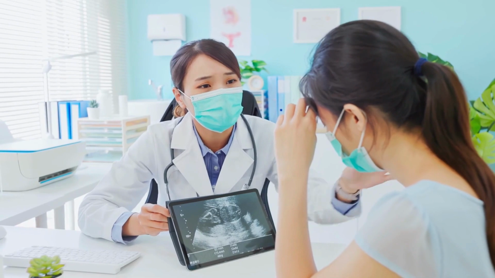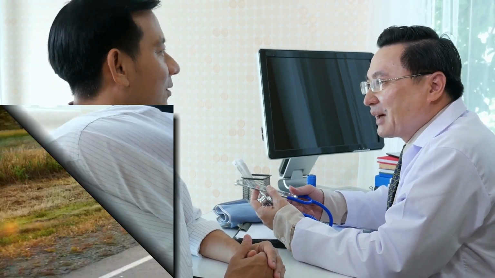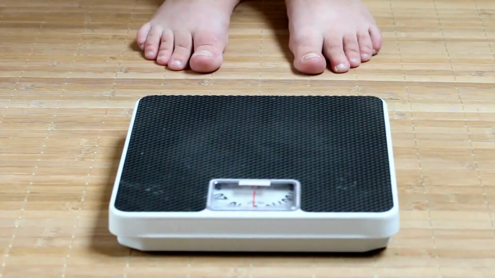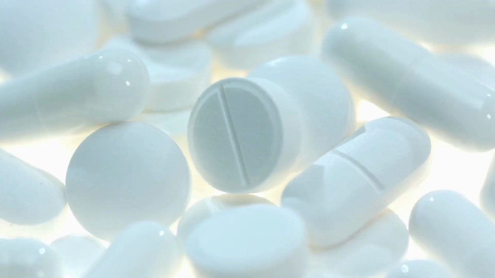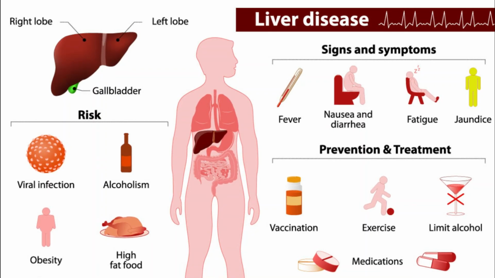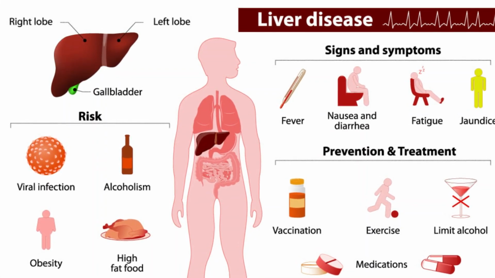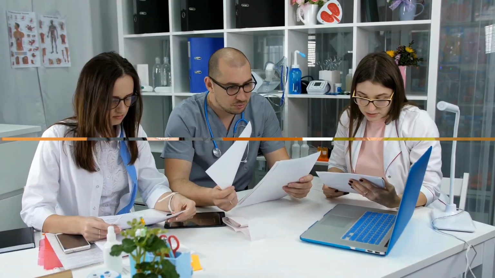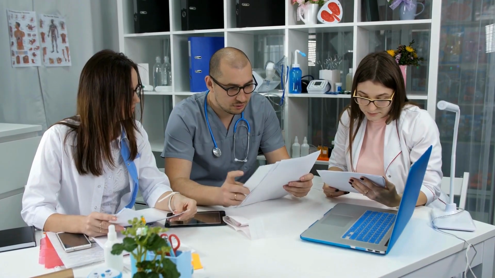To prevent these complications, it is crucial to seek early diagnosis and appropriate treatment for liver inflammation. This may involve lifestyle changes, such as avoiding alcohol and maintaining a healthy weight, as well as medications or other interventions to manage the underlying cause of inflammation. Regular monitoring and follow-up with healthcare professionals are also important to detect and address any potential complications early on.